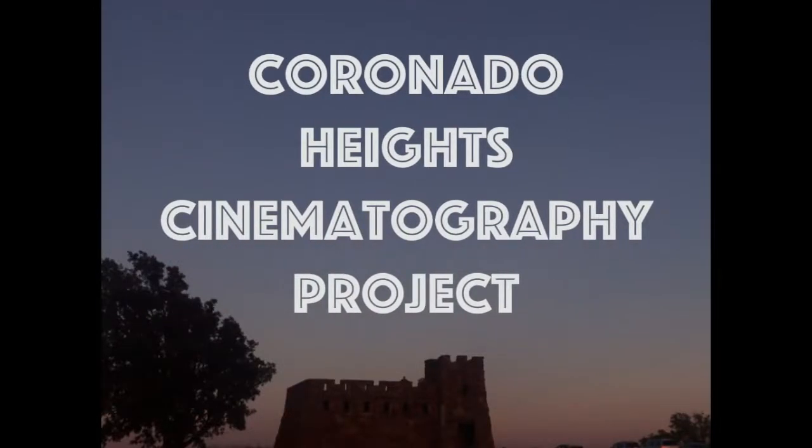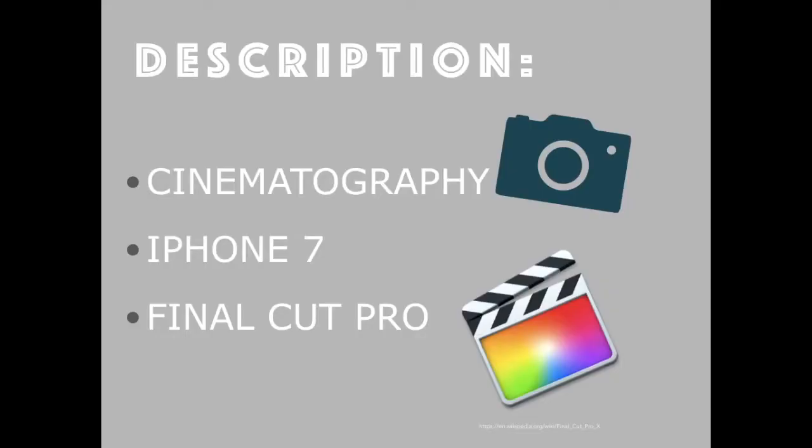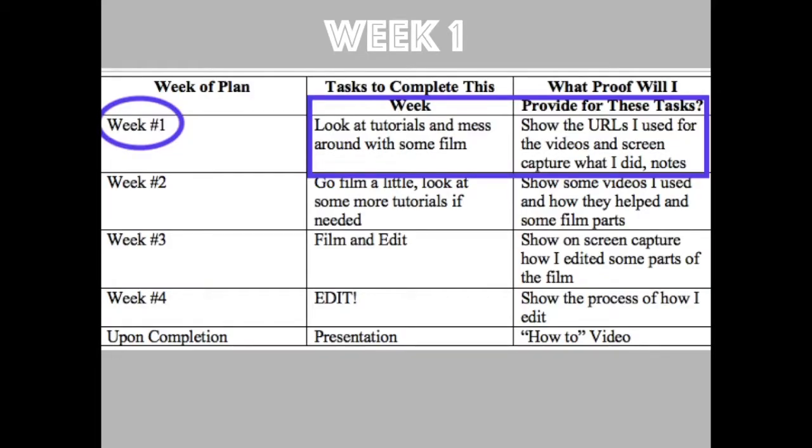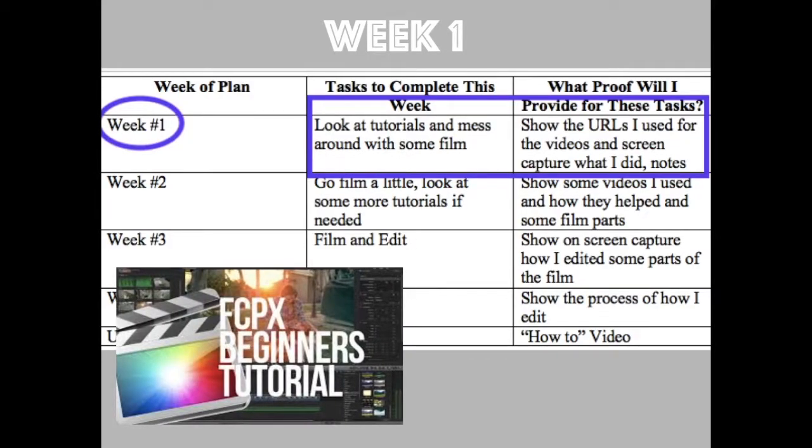Alright, so for my project, I did a cinematography video about Coronado Heights. I filmed it using my iPhone 7, and then I edited it using Final Cut Pro. For my project plan review, for the first week I watched a lot of tutorials on how to use Final Cut Pro, so when I finally started editing on it, it wouldn't be so confusing or hard, because I've never used Final Cut Pro.